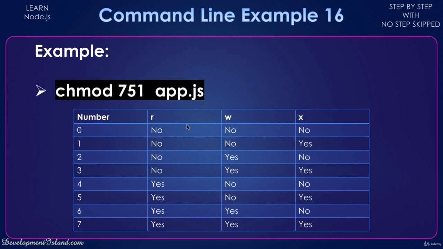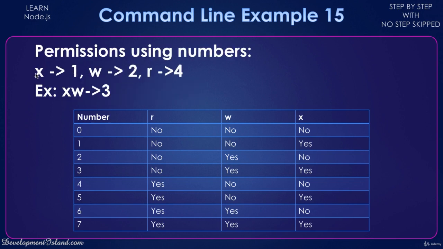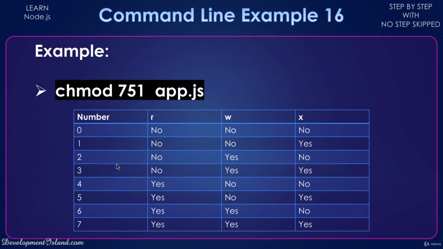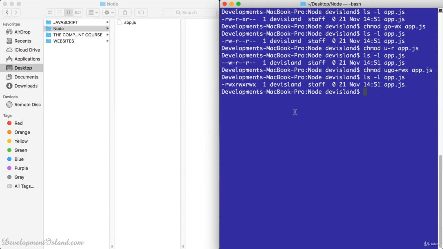Now, if you want to change the permissions of app.js to 7, 5, and 1, that means that the user is going to have the number 7, meaning that they have all permissions. The group is going to have number 5, which is 4 plus 1, which is read and execute. And 1 for the other type means that we can only execute. So let's try that with app.js and see the results.